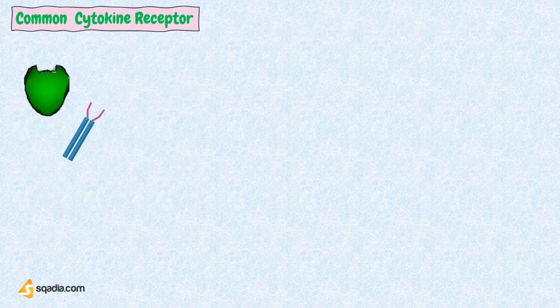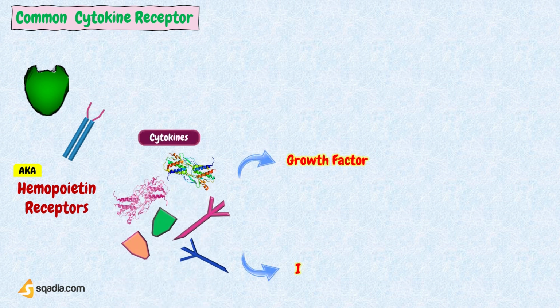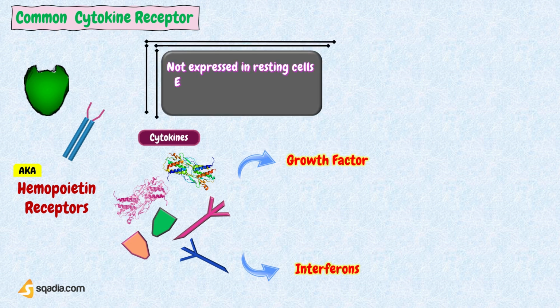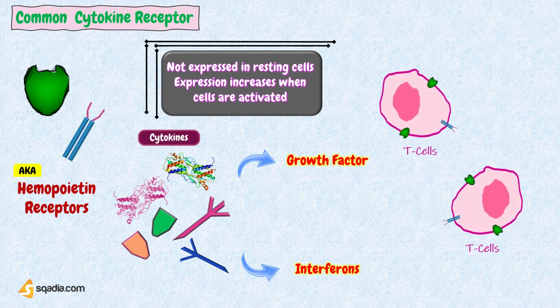Most cytokines use the common receptor molecules, sometimes called the hematopoietin receptors. The receptor can be in different shapes and sizes. Cytokines act as growth factors and interferons to these receptors. The majority of common cytokine receptors are not highly expressed in fully resting cells. Rather, they are more frequently increased after a cell has been activated, such as when a T cell has been stimulated via its T cell receptor. When cytokine binds to its receptor, it causes aggregation of the receptors at the cell surface.